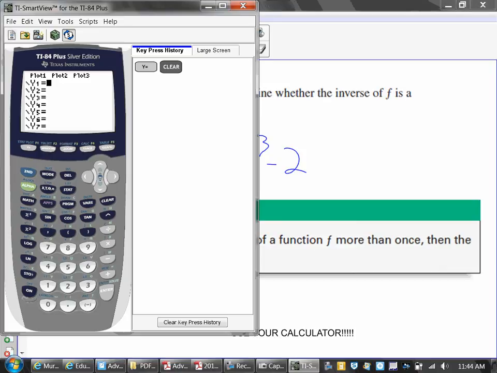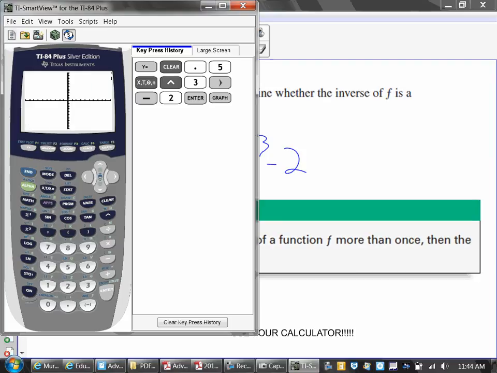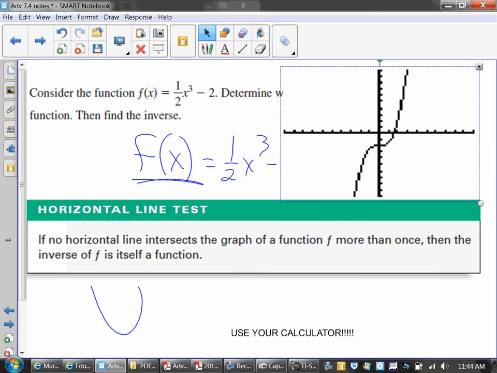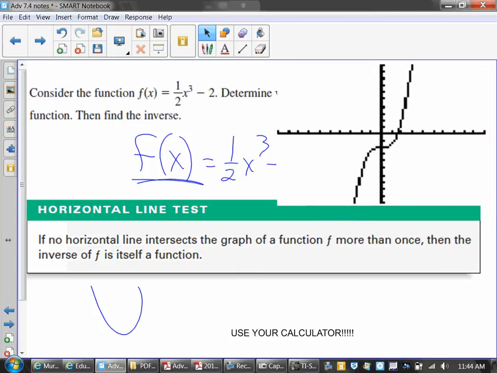Is it 1/2? Is it okay if I put 0.5 or 1/2, just for time's sake? X to the third minus 2. Will this pass the horizontal line test? I don't think it's going to work because of the values within here.